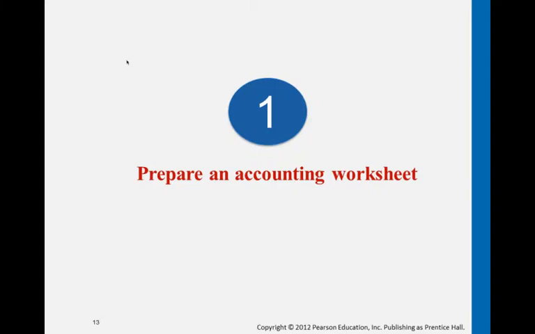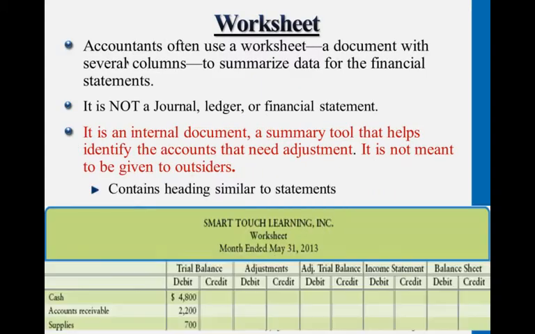Okay, let's take a look at a worksheet. Remember that I mentioned the first 3 columns really is the same as we did last week for adjusting entries. We're just adding 2 more columns, income statement and balance sheet, on the right-hand side. So this internal document here, the purpose really is just to summarize information, making sure debit equals credit before preparing this set of financial statements. So that's all it is.